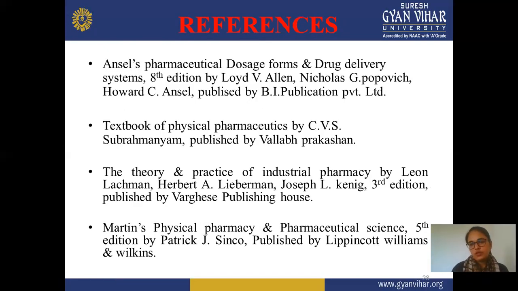This is the reference list for this topic. Ansel's Pharmaceutical Dosage Forms and Drug Delivery Systems, 8th edition, by Loyd V. Allen, Nicholas G. Popovich, and Howard C. Ansel. Next is Textbook of Physical Pharmaceutics by C.V.S. Subrahmanyam, published by Vallabh Prakashan. Next is The Theory and Practice of Industrial Pharmacy by Leon Lachman, Herbert A. Lieberman, and Joseph L. Kanig, 3rd edition. And Martin's Physical Pharmacy and Pharmaceutical Sciences, 5th edition, by Patrick J. Sinko, published by Lippincott Williams and Wilkins.